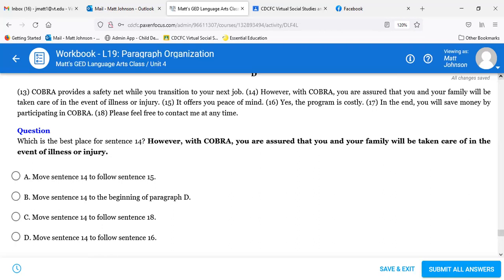So that gives you some transition. It gives you some contrast. So it says, yes, the program is costly. However, with COBRA, you are ensured that you and your family will be taken care of. All right. So D is the answer.